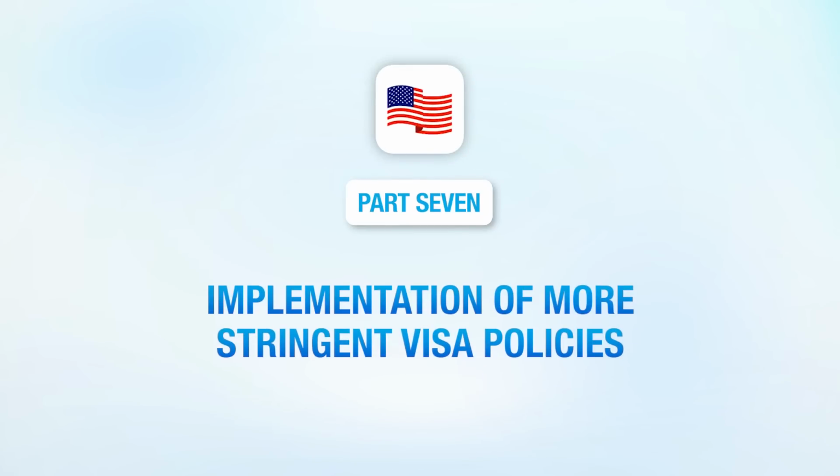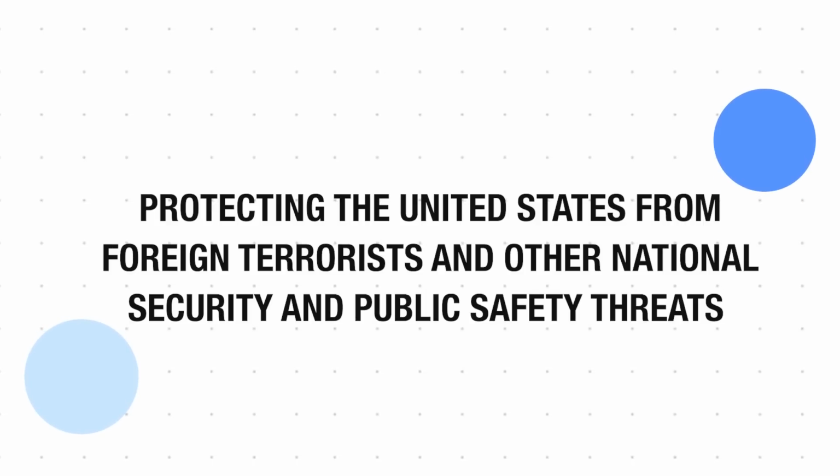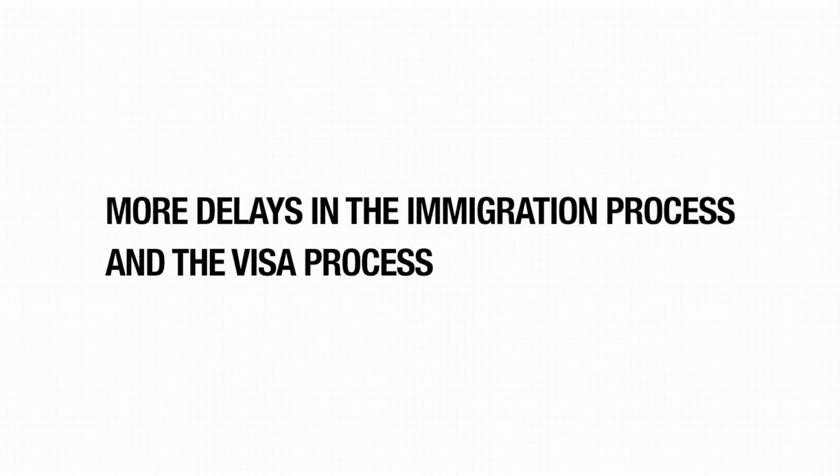Now, here's one that you definitely need to know about. They will be implementing more stringent visa vetting and screening policies. This is called Protecting the United States from Foreign Terrorists and Other National Security and Public Safety Threats. The order mandates more stringent measures to check the backgrounds of every immigrant who's coming into the United States. That means that we're probably going to be seeing more denials and more delays in the immigration process and the visa process. This also means that we will be seeing an implementation of certain bans on countries where there are so-called national security threats or concerns.